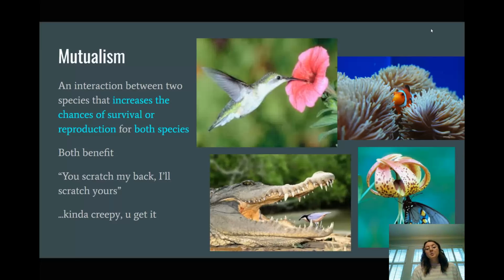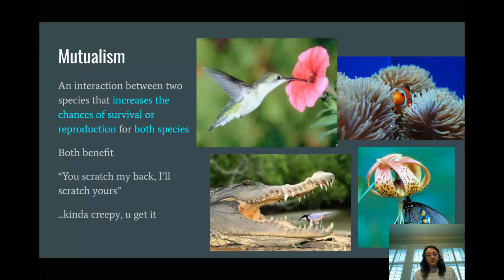Next is mutualism. So mutualism is an interaction between species where they both benefit, and it's going to increase survival for both of them. So it's kind of like that creepy old saying, you scratch my back, I'll scratch yours. Creepy, but very actually true. So great examples of this are going to be any pollinator and then the plant that they pollinate. So the pollinator is going to get a food resource, and then the plant is going to have a way of spreading its seed as well.